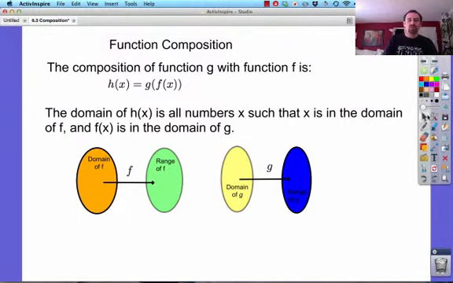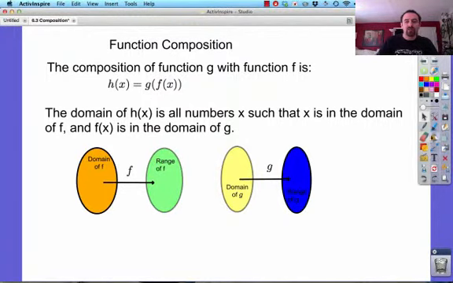Okay, so now let's look at composition. So the composition is the idea of putting one function inside of the other. That's how I want you to think of it, putting one inside of the other. So we write it this way: h of x equals g of f of x.